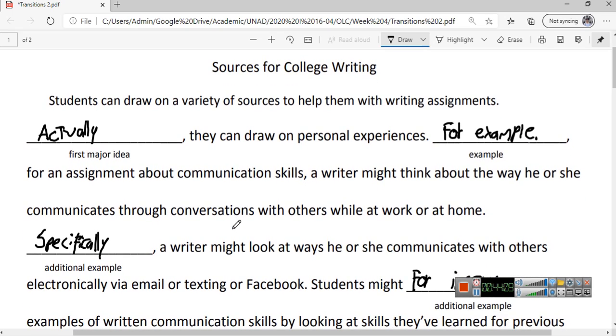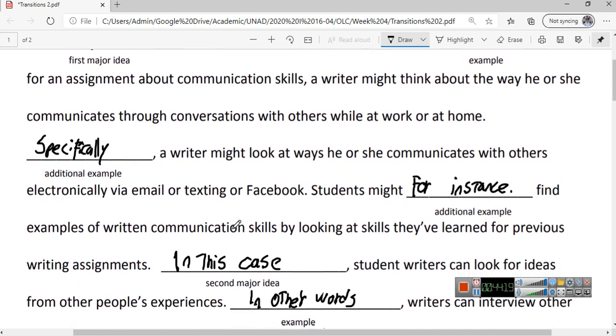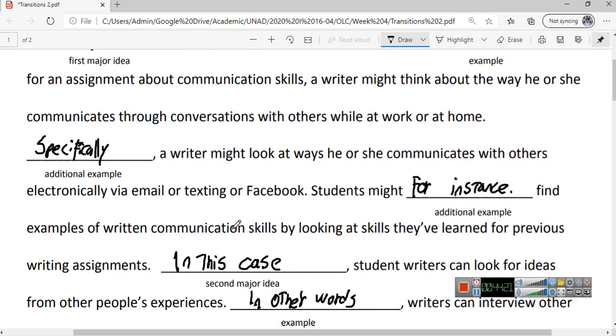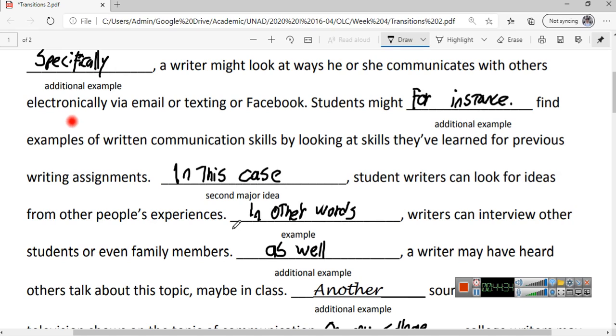Students can draw on a variety of sources to help them with reading assignments. Actually, they can draw on personal experience. For example, for an assignment about communication skills, a writer might think about the way he or she communicates through conversations with others while at work at home. Specifically, a writer might look at ways he or she communicates with others, electronically via email or texting or Facebook. Students might, for instance, find examples of reading communication skills by looking at skills they've learned for previous assignments.